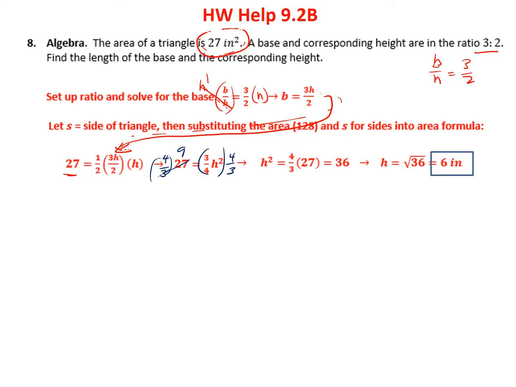And so now we plug it back into our first equation. Base is 3 times the height over 2. And so 3 times 6 over 2, 18 over 2. So our base is 9 inches. So the base is 9 inches and the height is 6 inches, and that is in a ratio of 3 to 2.